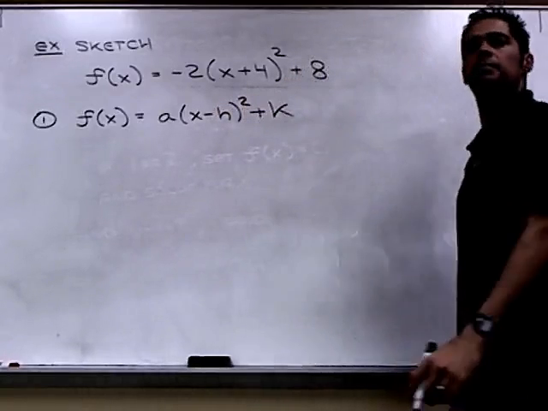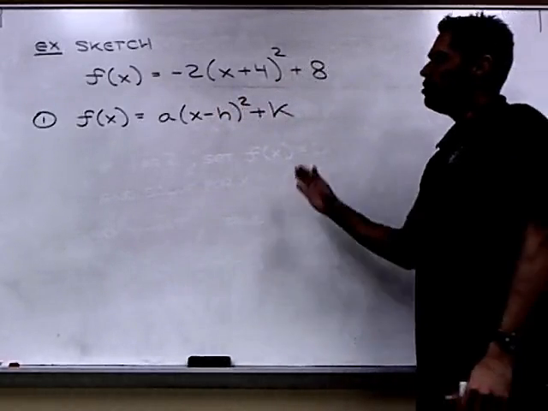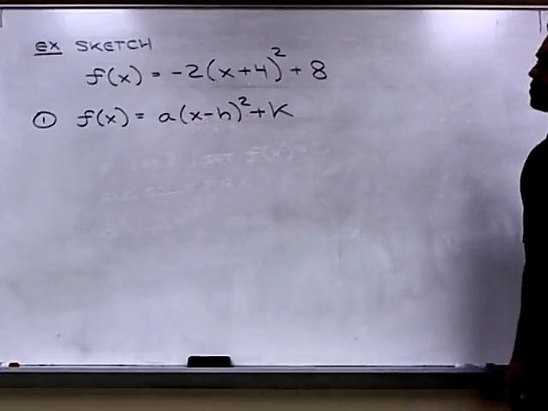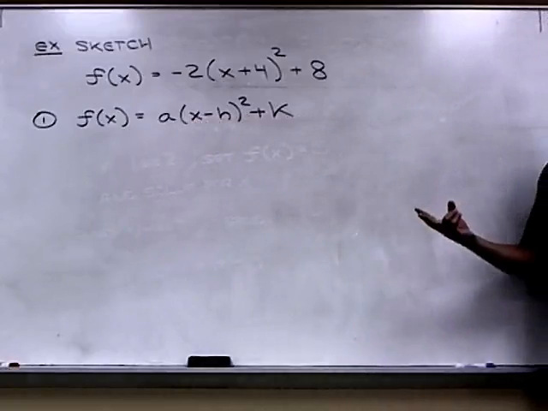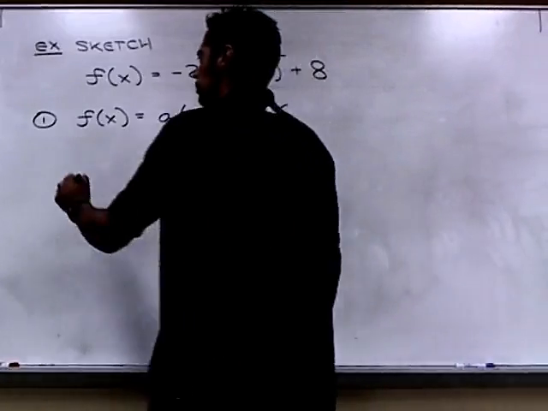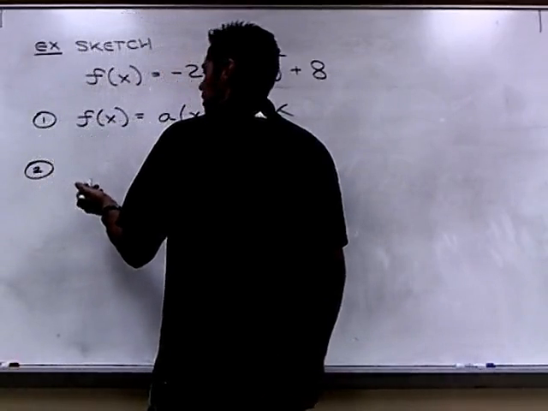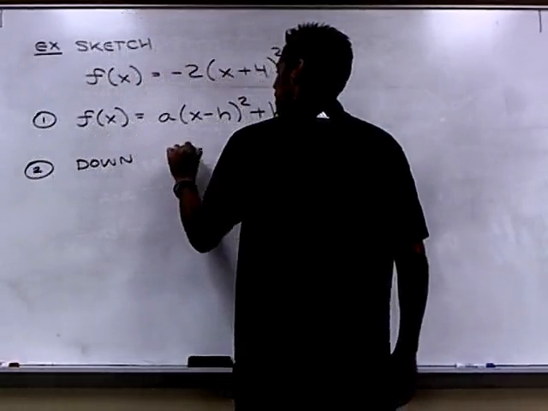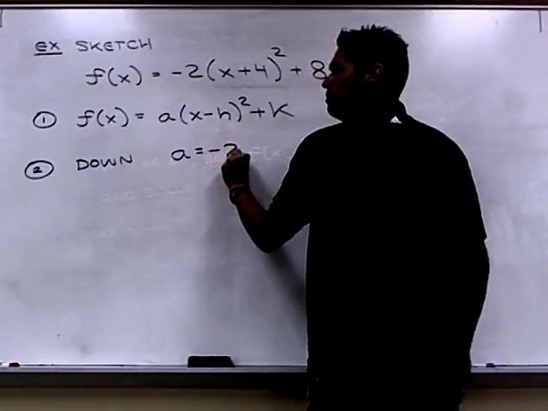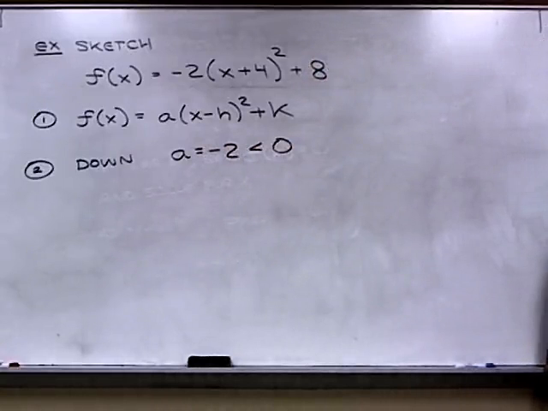It's that one, isn't it? It's that one. As soon as you know the form, you can continue on. What's the second step? Does it open up or down? In this case, it opens down. Why? Because a is -2, right? That's a negative number, it's less than 0. So I know it opens down.